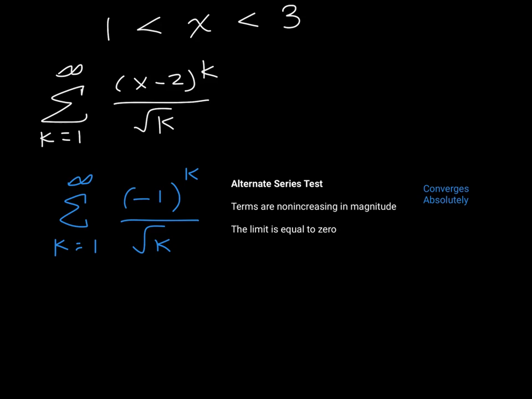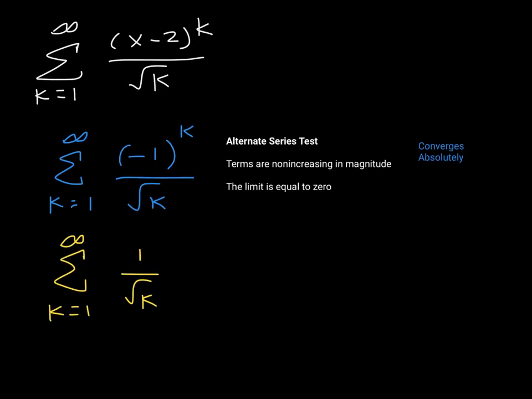All right, let's plug 3 in now and figure out what we have. When we plug 3 in, we just get positive 1 to the power of k, which is just 1, and then over square root of k. This is a divergent p-series because the power on k is 1/2, which is less than 1. So we just confirmed that 3 is not included in the interval of convergence, but the left endpoint is.